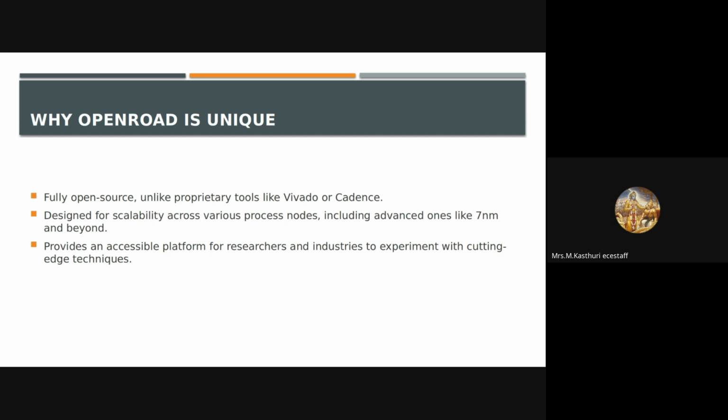expensive software. Designed for scalability, OpenROAD is designed to scale effectively across different process nodes, including advanced technologies like 7 nanometers and beyond. As semiconductor fabrication continues to push the boundaries of Moore's law, OpenROAD's scalability allows it to be used for cutting-edge techniques, ensuring it remains relevant as the industry evolves. This scalability is critical for ensuring that chip design meets the performance and density requirements of future generations. An accessible platform for experiments.